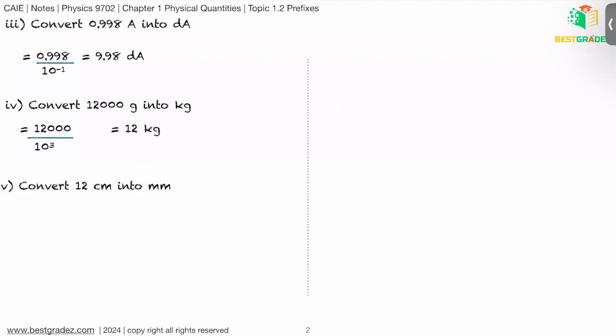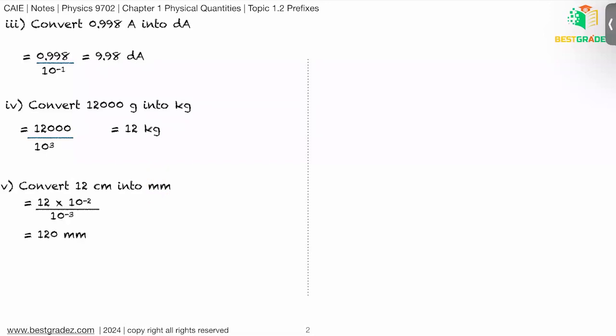Centimeter to millimeter. Now, it's into 10. It's a common conversion, but we can use the rules. We are removing centi, so we multiply by 10 power minus 2. And we are incorporating milli into it, so we divide by 10 power minus 3.